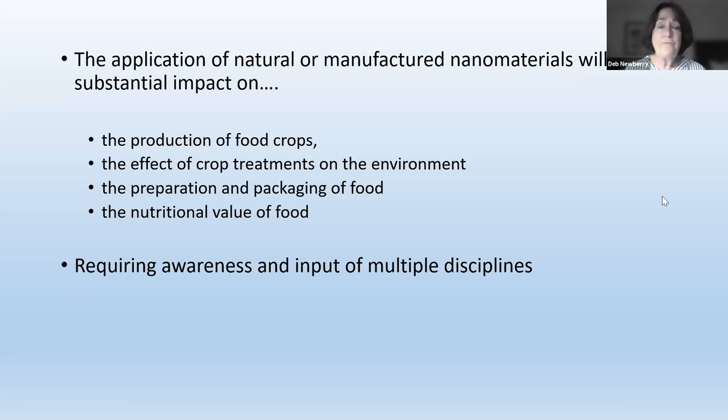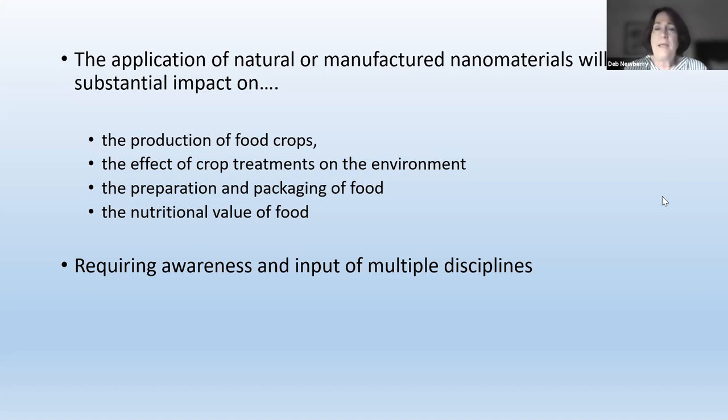The effect of crop treatments, how do they impact the environment? That's something that's very critical and has to be studied in concert with, we need to look at the benefits as well as the risks. And I'll talk a little bit more about that in a minute. The preparation and packaging of food, that's not a topic that I'm covering here, but there are a lot of papers out talking about how the food industry is impacted. And my next chart will kind of cover this at a summary level.